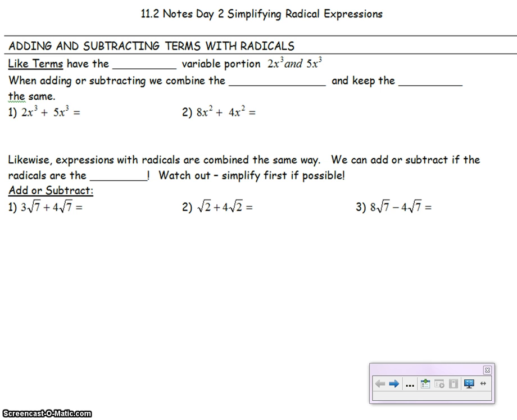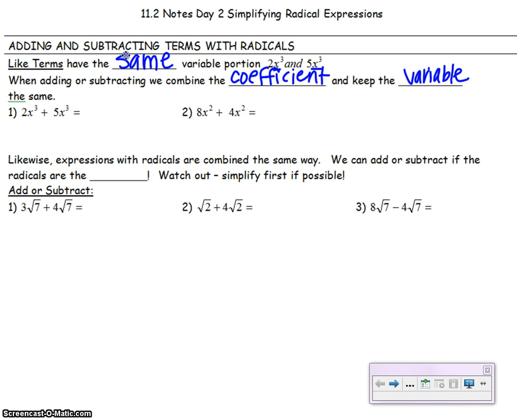Real quick review on like terms. Like terms have the same variable portion. So when we look at 2x to the third and 5x to the third, we can say that they're like terms because they both have an x, both to the third power. So when we add or subtract, we combine the coefficient, and remember that's just the number in front of the variable, and we keep the variable portion the same. So that x to the third stays the same. We don't do anything with the exponent or anything with the x.